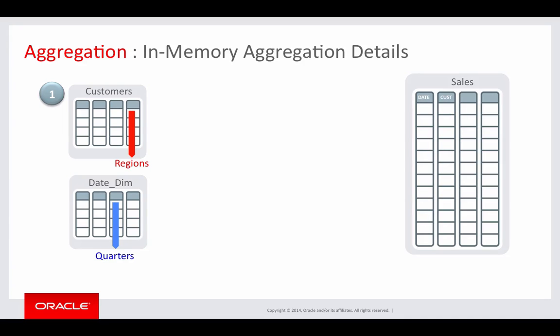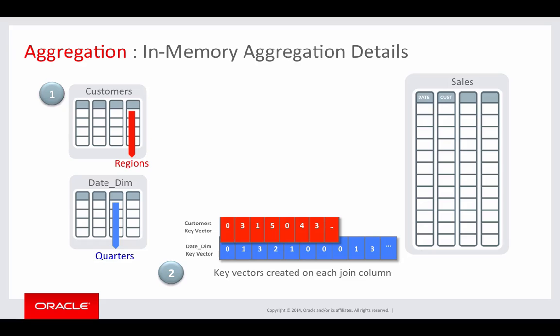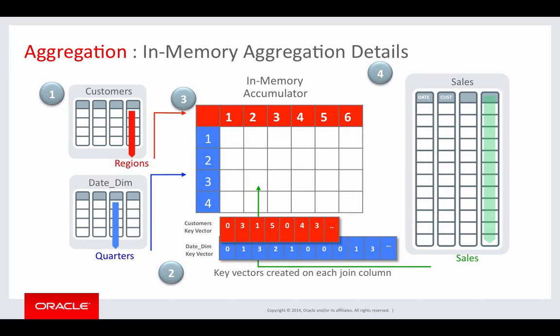Based on the information that we get from those dimensions, we're going to do 2 things. First, we're going to create these key vectors, very similar to a Bloom filter, that are going to allow us to execute the join as part of the scan of the sales table. But we're also going to create a multi-dimensional array or accumulator in memory. Now, because I've only got 2 dimensions, it's a 2-dimensional array, and so it's much easier for me to imagine that array similar to a spreadsheet in memory.